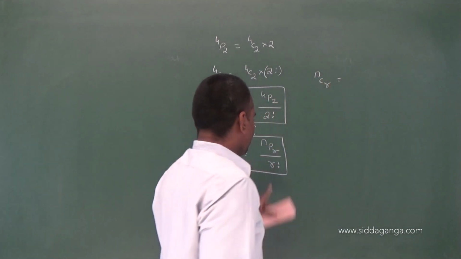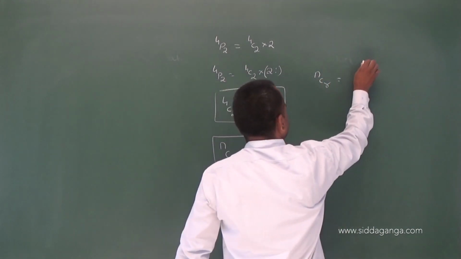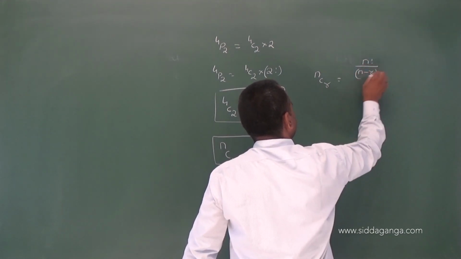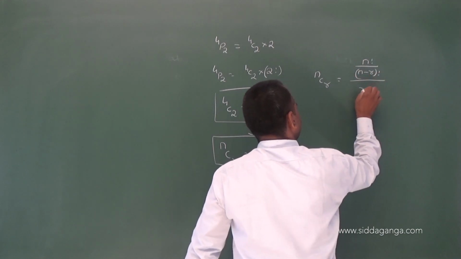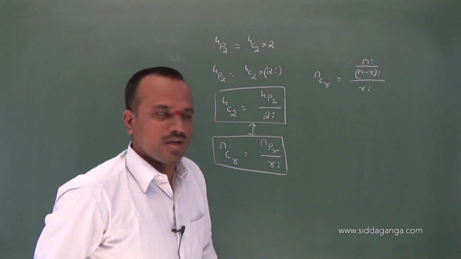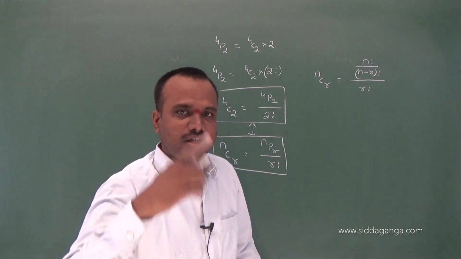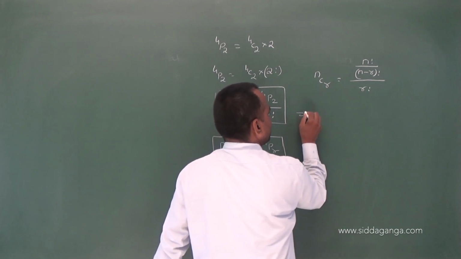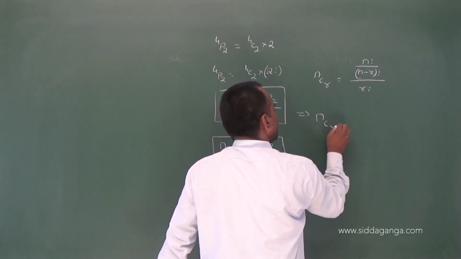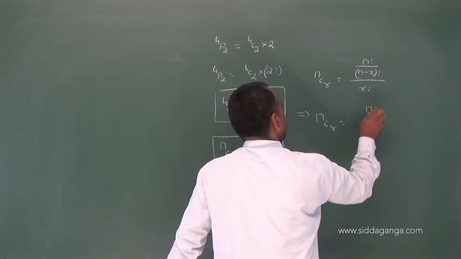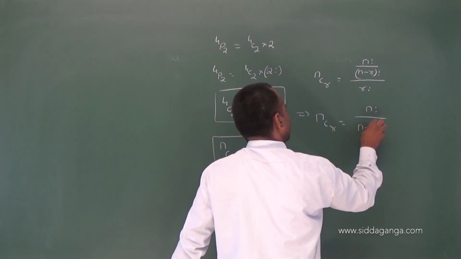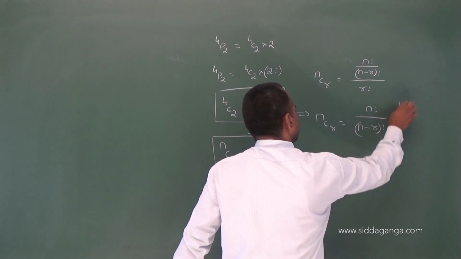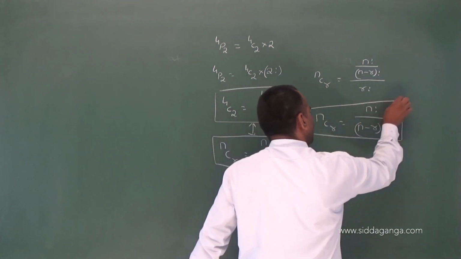nCr is equal to nPr, that is n factorial divided by (n minus r) factorial, whole divided by r factorial. You know nPr. nPr is what? n factorial divided by (n minus r) factorial. That implies nCr is equal to what? n factorial divided by (n minus r) factorial into r factorial. This is the formula.